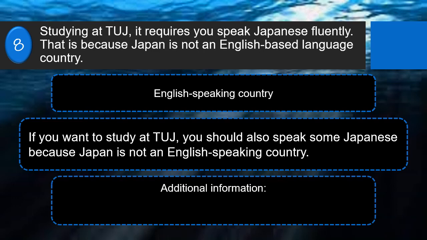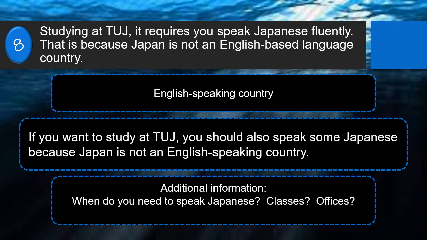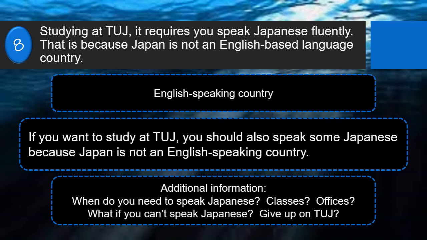Now, you might want to add some additional information to this sentence. For example, when do you need to speak Japanese? In classes? In the offices? What if you can't speak Japanese? Should you give up on TUJ? So I think you need to give more information than just, well, at TUJ you must speak Japanese. Because that's not 100% true. It makes it easier, but it's not a requirement. Because many students at TUJ do not speak Japanese when they arrive.